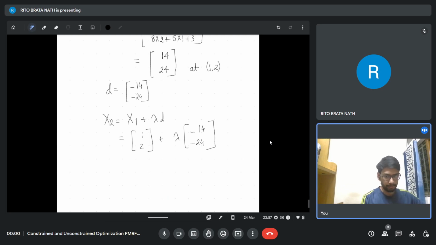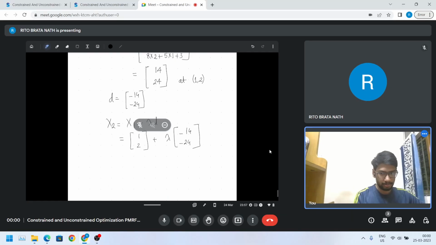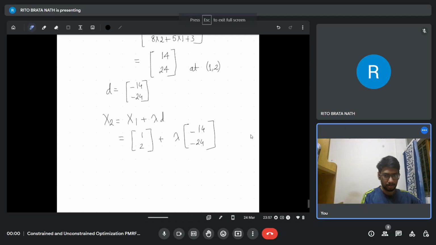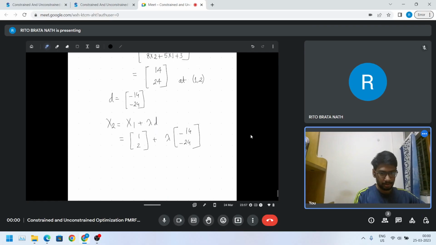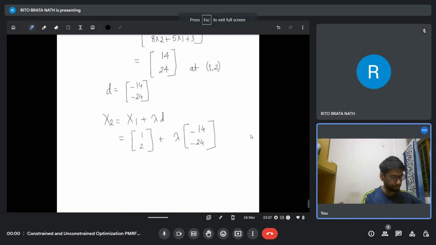Okay, is my screen frozen for some reason? Okay, I think it's x2 plus x1 lambda d. After that, it's frozen for some reason. Okay, I think I have to unshare and share. Just a minute.